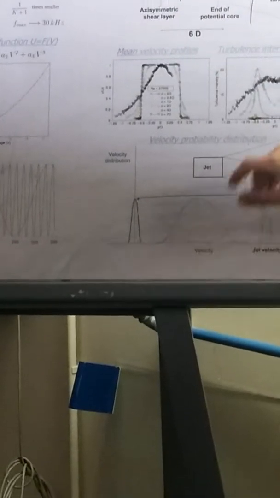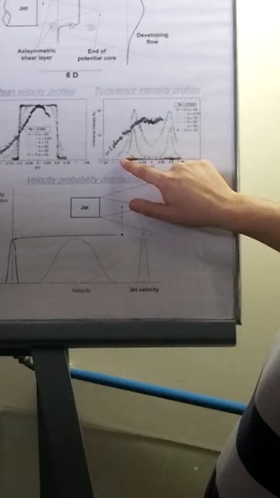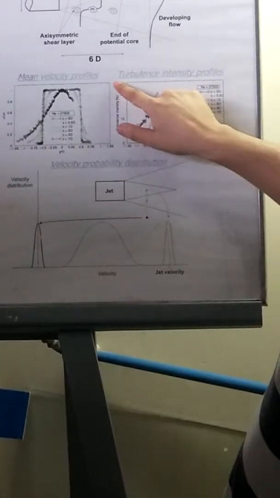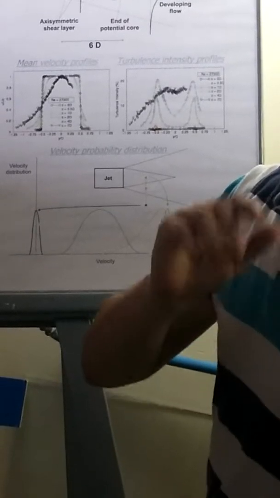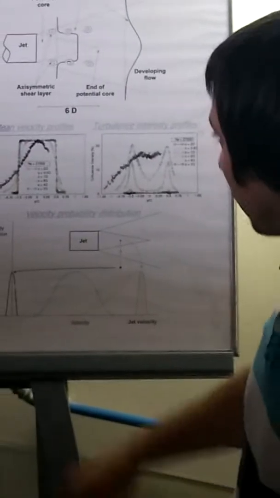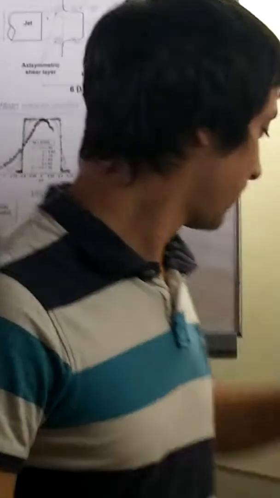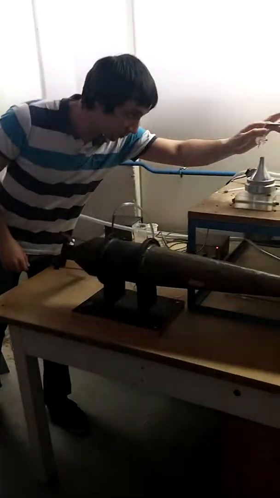Moreover, if you are still in this region close to the nozzle, the black curve here is the turbulence intensity, and you have very small turbulence. This means that your velocity is very constant and very well defined. So now, start this, and you will see the different regions to get here.